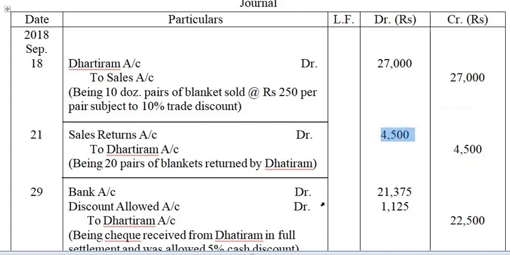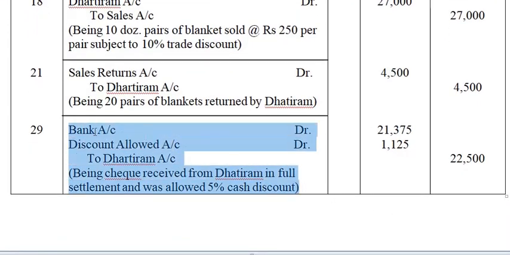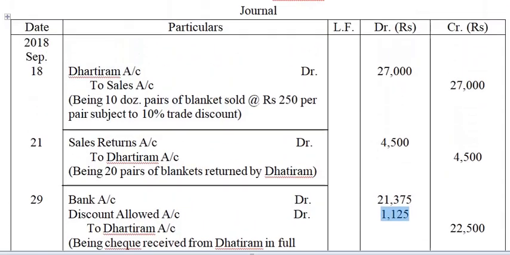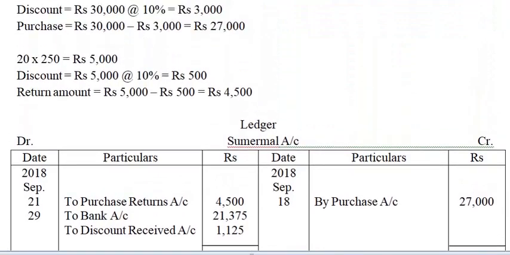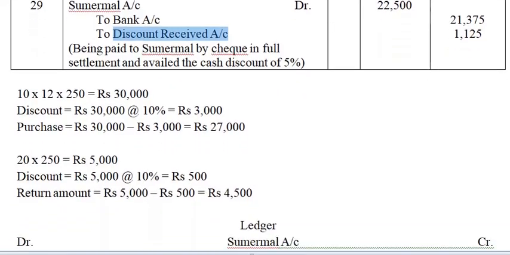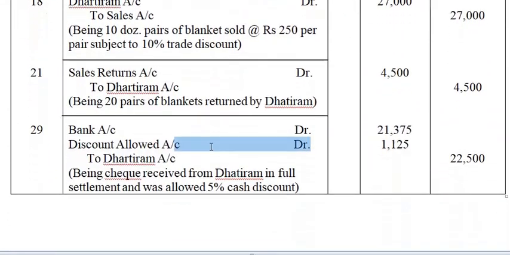Okay. Amount. And ultimately, in the books of Sumarmal, it will be like this: bank account debit, discount allowed account debit to Dhartiram. Because Sumarmal is allowing the discount of 1125, that is the cash discount. And for Dhartiram, it will be the discount received. That's why we can see out here in this journal that discount received is lying towards the credit side. Okay, in the books of Dhartiram. But in the books of Sumarmal, this discount received will be discount allowed and it will lie towards the debit side. Okay, so please remember this type of examples.